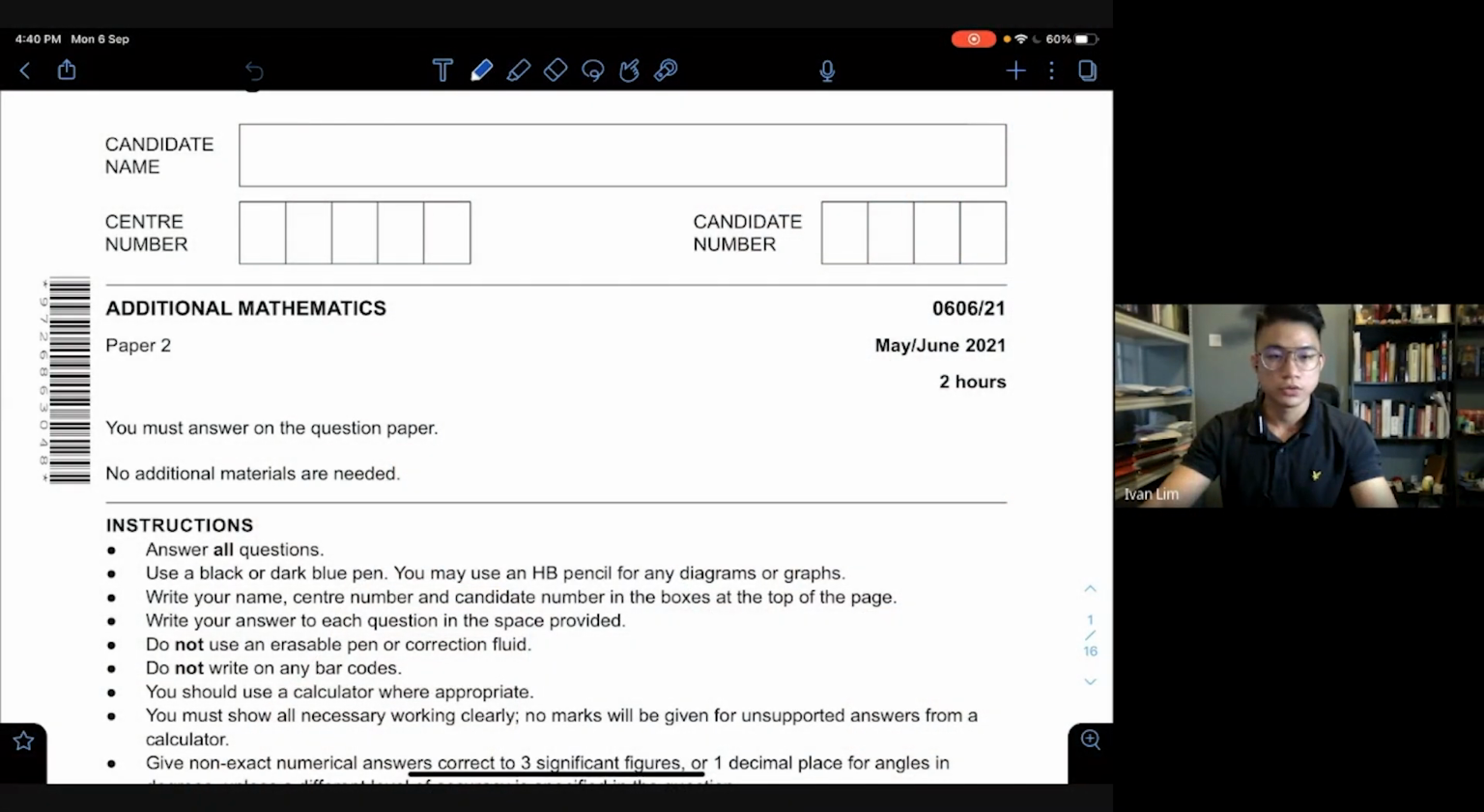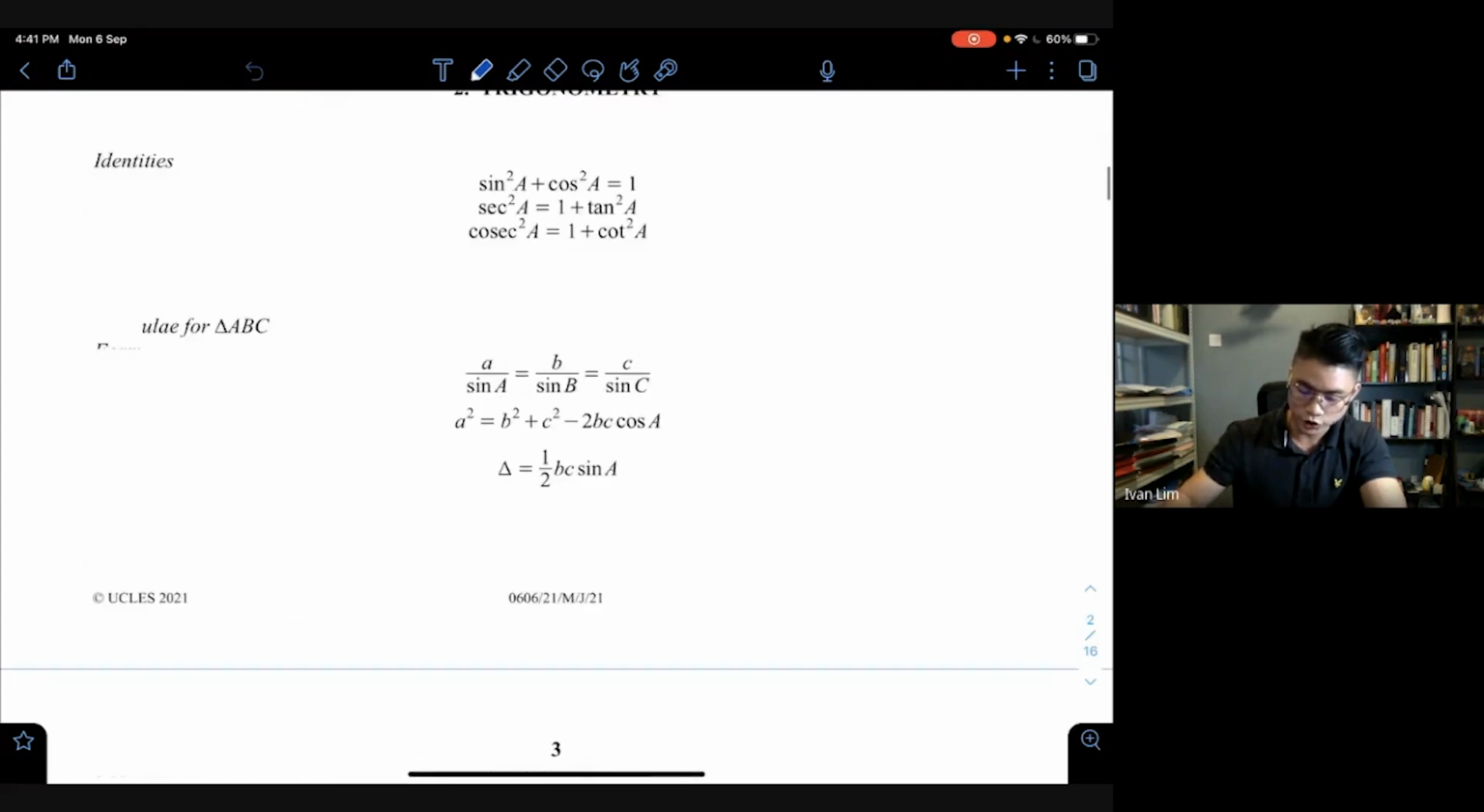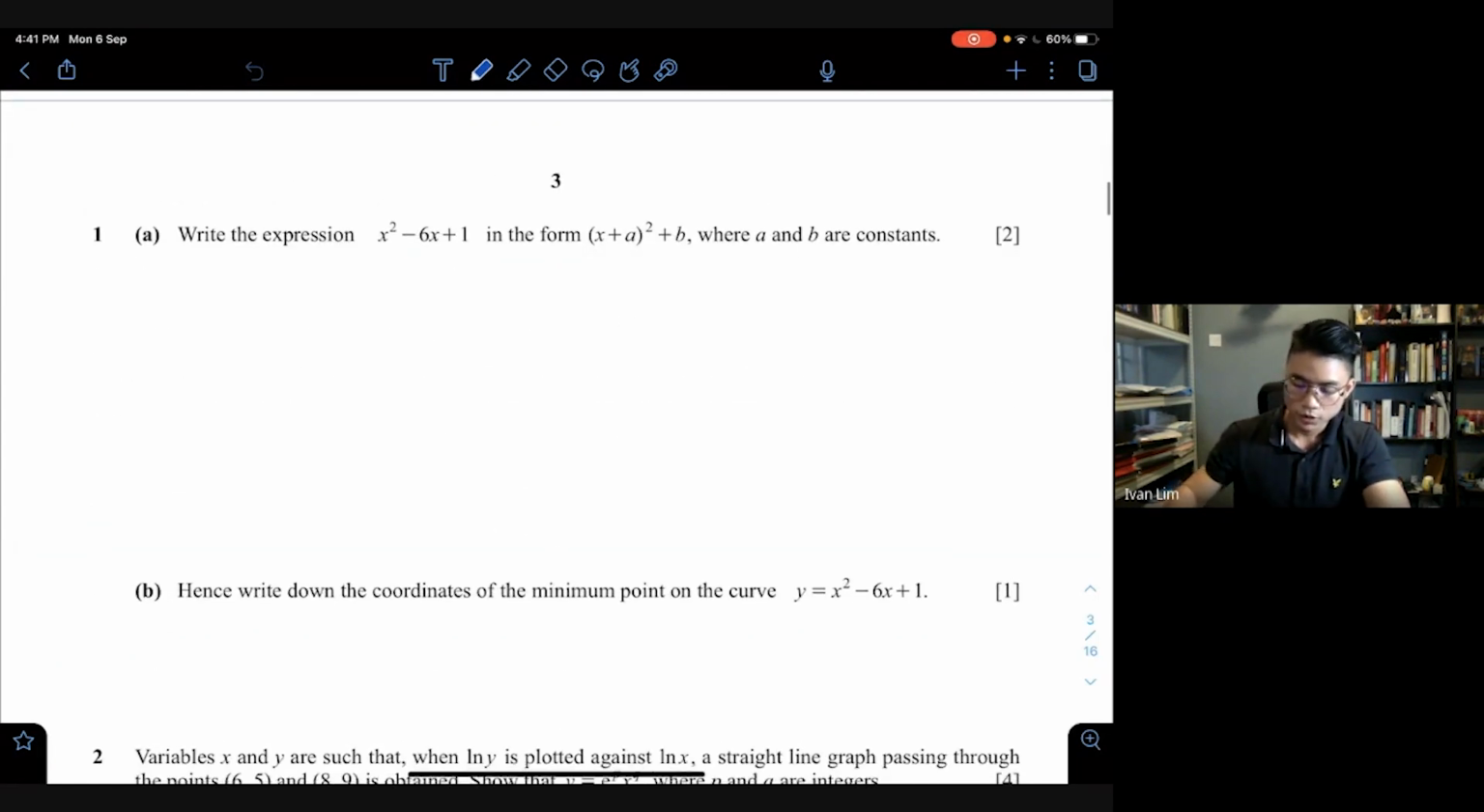3, 2, 1, let's go. Okay, this is the May-June paper 2021, set 2-1. All right, everyone ready? Okay, so we'll go straight to the first question. I think the first question is pretty easy. All you need to do, this is what form?